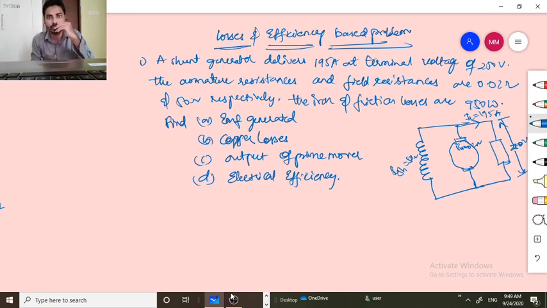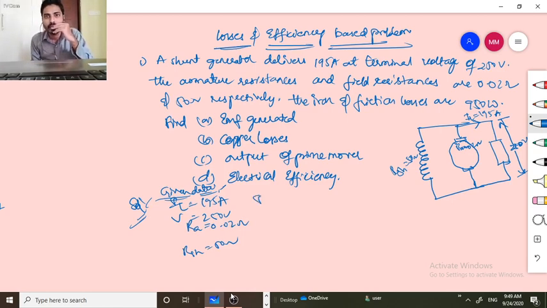Okay, so now we'll see the problem based on the given data. Here IL is 195 and terminal voltage 250, RA value is 0.02 ohms and RSH value is 50 ohms, and iron and friction losses are given here. Those are nothing but mechanical loss and iron loss. So both combined we call a stray loss.